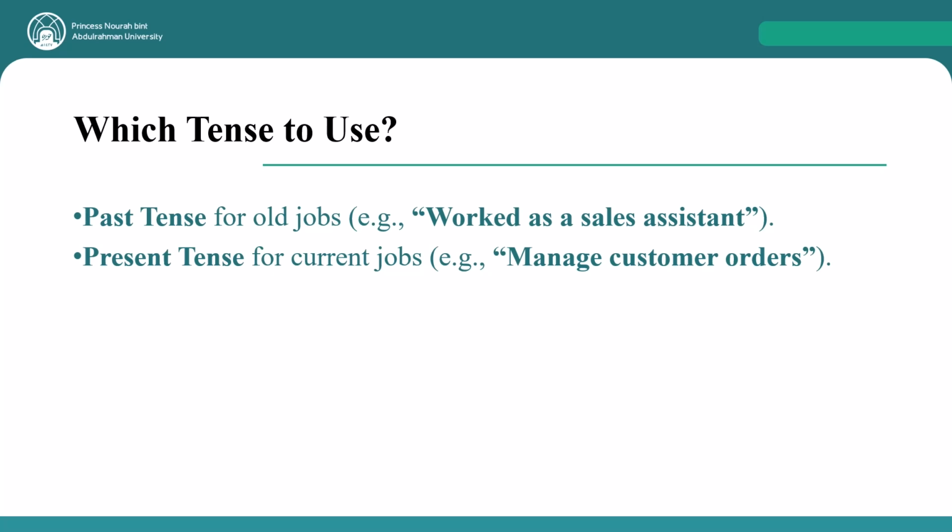Which tense to use? For past jobs or education, use the past tense. For example, worked as sales assistant. And for your current job, you can use the present tense. For example, manage customer orders.